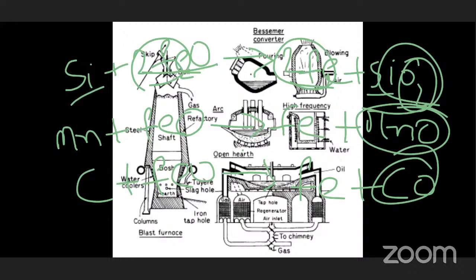And the next one is that the oxidation of these impurities provides the necessary heat for the process. Then the carbon escapes as a gas, while the silicon and manganese, along with any iron that may be oxidized, form slag. So these all remain in the slag. Carbon is a gas, so it goes out, right?